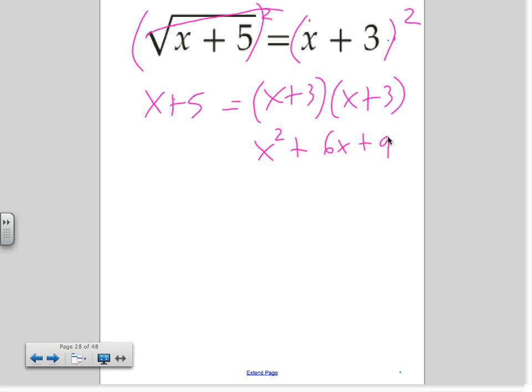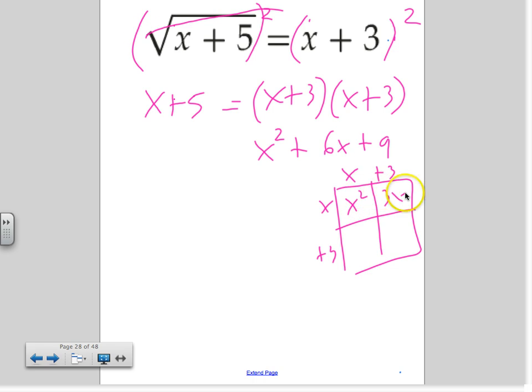Now, I'll show you the box just in case. Here's the x plus 3, here's the x plus 3. So x squared, 3x, 3x, and 9. That's where I get the 6x from, due to like terms. And of course, for people who want to skip the box and do it in your head, this is how you would do it.